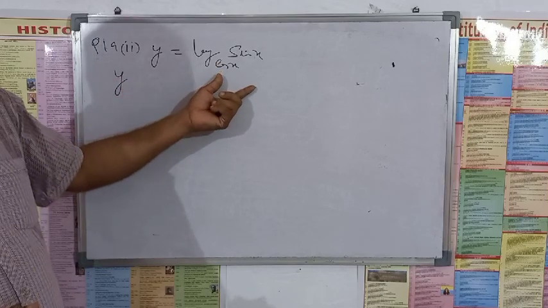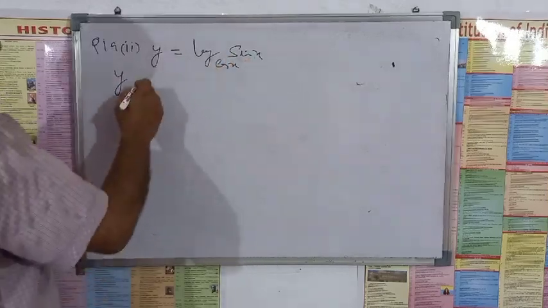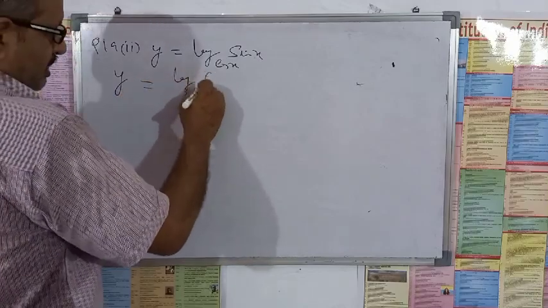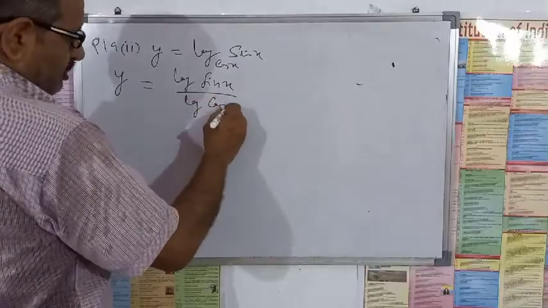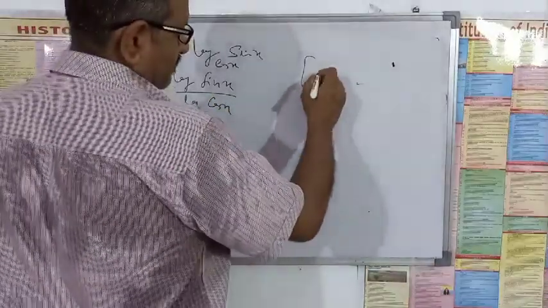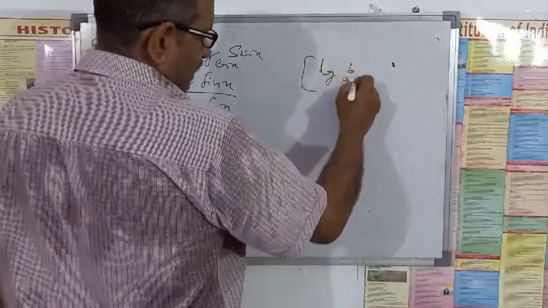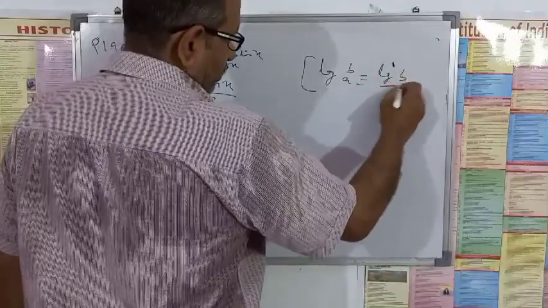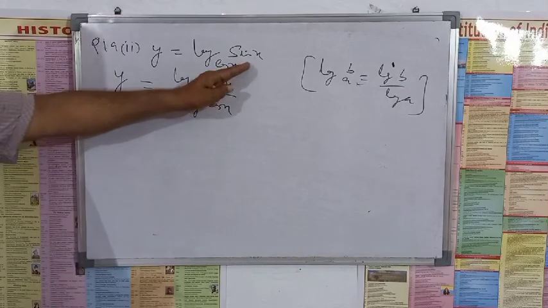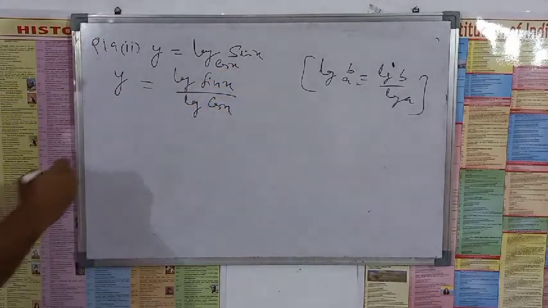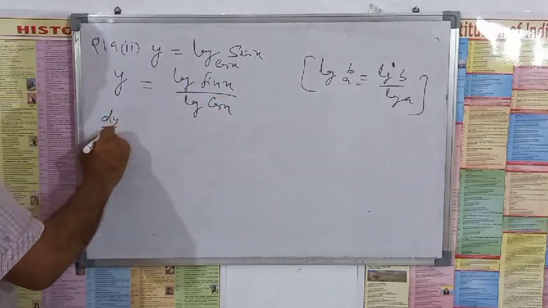Firstly, using the base changing formula, we have to simplify it. We can write it log sin x upon log cos x. What is the base changing formula? Log b base a means log b upon log a. So log sin x upon log cos x. Now differentiate, dy by dx.